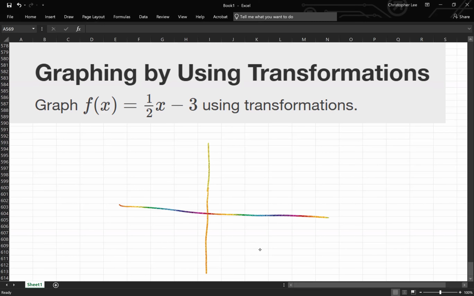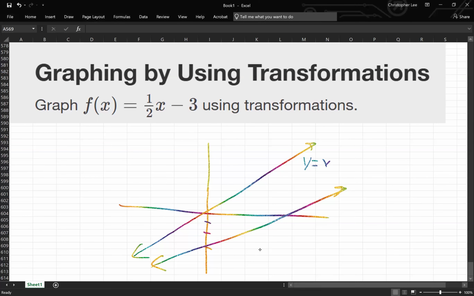It's probably the most basic line ever, right? So this is the original equation. This is y equals x, right? I'm going to shift it down 3 units and then match the original. It's just parallel. This would be y equals 1/2 x minus 3.